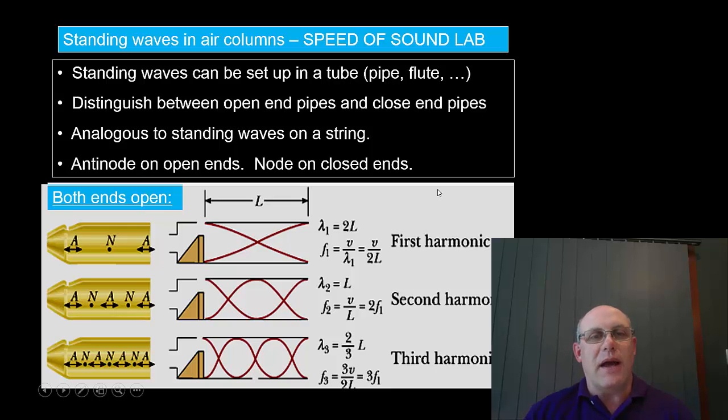The other examples we're going to look at are closed and open tubes or containers. These are like obviously flutes and trumpets and all that sort of stuff. If we've got both ends open, then our first harmonic will be simply equal to twice the length of the tube, and our second harmonic will be equal to the length of the tube, and our third harmonic will be equal to 1.5 times the length of that tube.